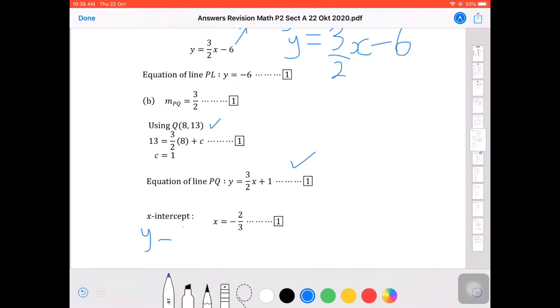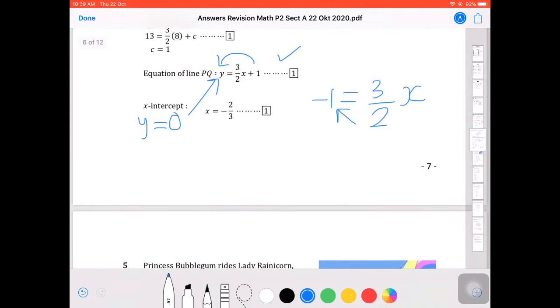Alright, the last part, to find the x-intercept, just put y equals to 0 into your equation. So now you put y equals 0, bring over positive 1, you get negative 1. Negative 1 equals to 3 over 2x. Now we're going to cross multiply. Negative 1 times 2 will be negative 2, and then bring over 3 becomes divide, so the answer for the x-intercept is negative 2 over 3.